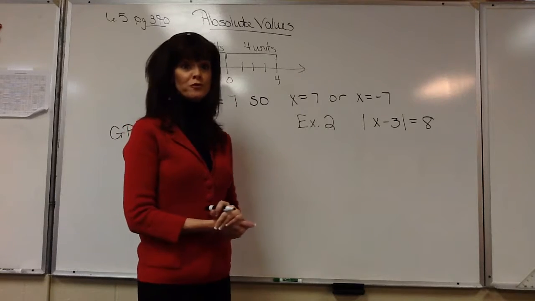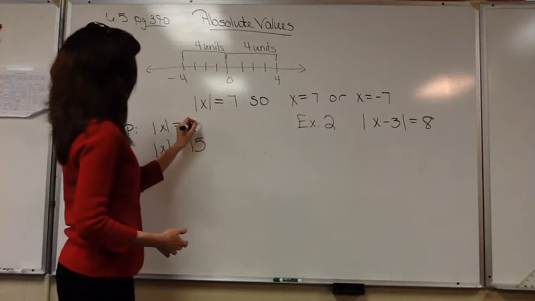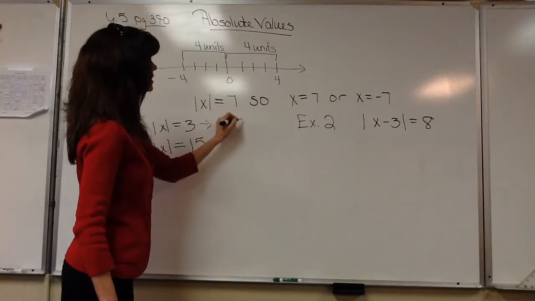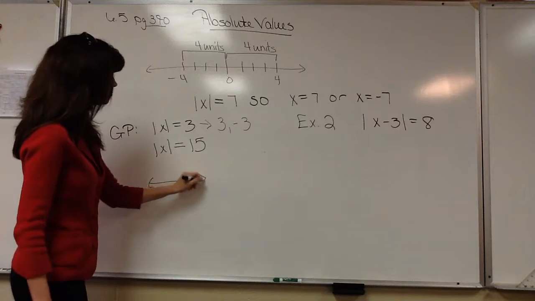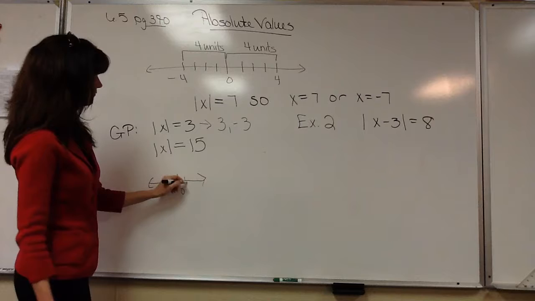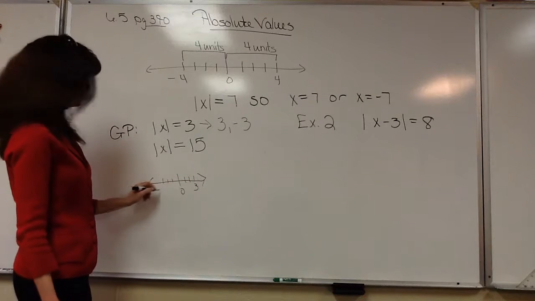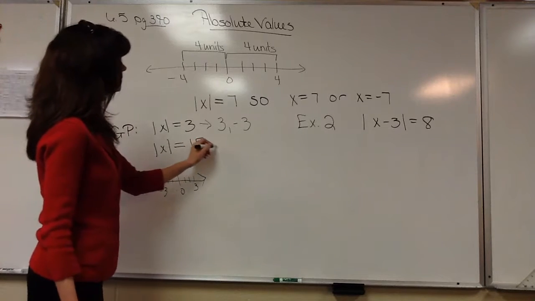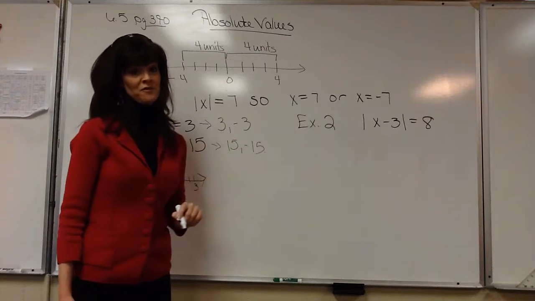Okay, so now you've started your video back up, so this should have taken you but just a couple of minutes. Here we see that x is positive 3 and x is negative 3. If I graph that, we would see, from 0, positive 3 is 3 units from 0, and negative 3 is 3 units from 0. And then the same thing with 15. x is 15, x is negative 15.